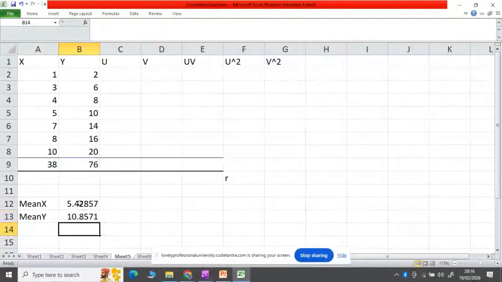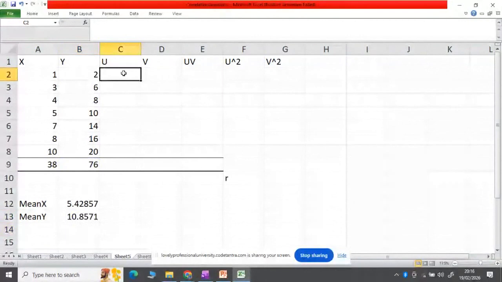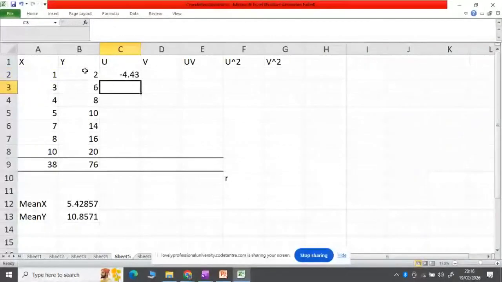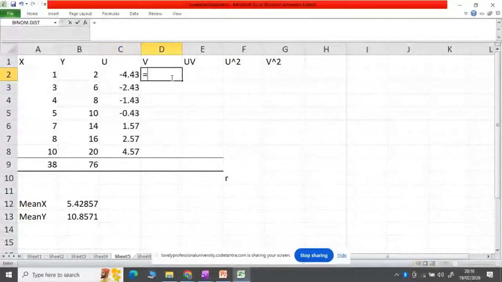Now what is u? u is x minus x bar. So this is x value minus x bar. I am taking two digits after the point. Don't take more than two digits, otherwise the calculation will be more hectic. So it is 0.42, but because it is 8, I am taking 0.43. So we will get something like this. Then v should be y value minus the mean of y. So 10.86 I am taking.